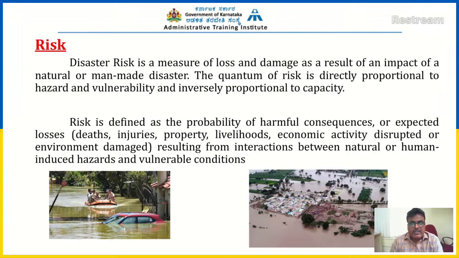Generally, we call risk directly proportional to the hazard, vulnerability and exposure, and inversely proportional to the capacity. That is how risk is defined, and we measure risk because in the vulnerable areas we must measure the risk before the disaster, and we will also check how much is the loss and damage after the disaster.